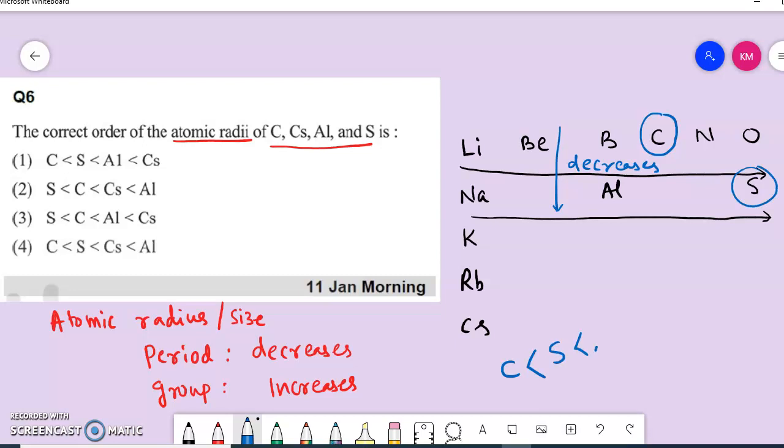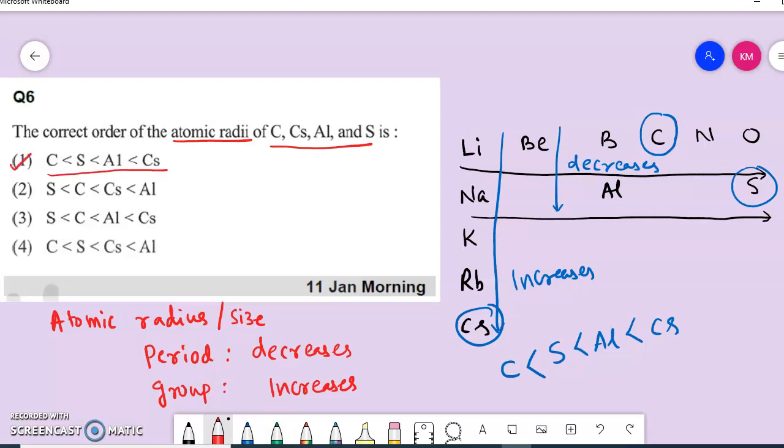Next sulfur, next aluminium. As you know, down the group size increases, so cesium has the largest size. So the order is carbon less than sulfur less than aluminium less than cesium. This order is given as option 1, so option 1 is the correct answer for this question.